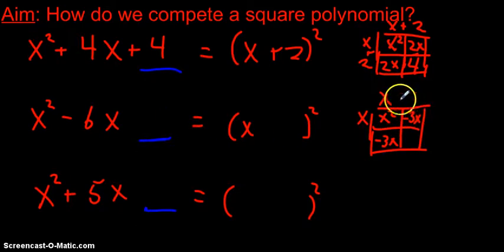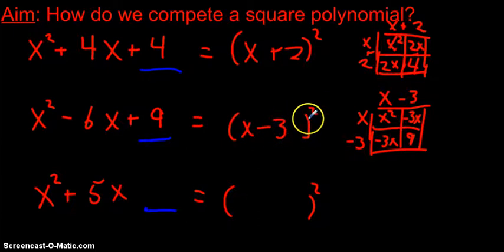So this has to be negative 3, because the area of this square is negative 3x, and this side is x, so therefore this side must be 3. The product of negative 3 and negative 3 makes 9. So to complete this square, we need to put in a 9 here, which will make this into x minus 3 squared. Alright? So these are the products. These are the factors.